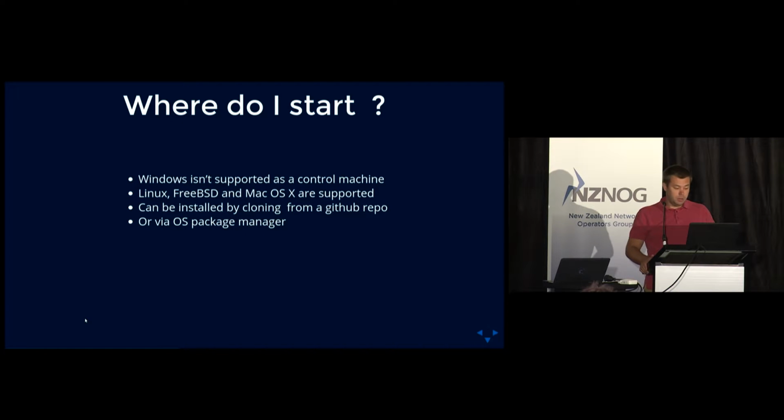Where would you start if you wanted to start using Ansible? Windows is not supported as a control machine, but Linux, FreeBSD and macOS are supported. You can install Ansible by cloning the GitHub Git repo or via your OS package manager.